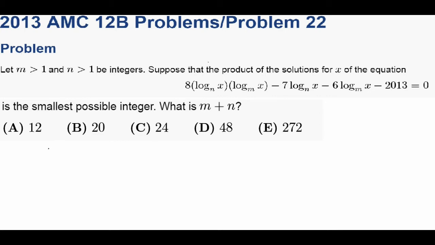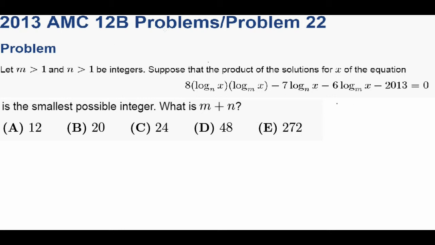Pause the video if you need to, and without further ado, here's the solution. So, looking at this problem, suppose the product of the solutions of x is the smallest possible integer, what's m plus n? You see that the equation is really messy, with different bases, and you can't really manipulate logs with different bases. So let's see if we can make that equation quote-unquote friendlier.